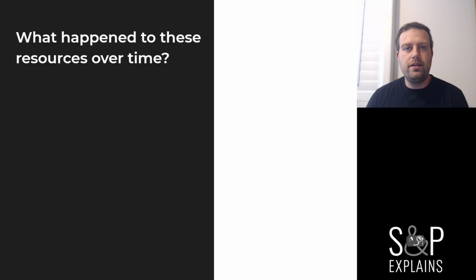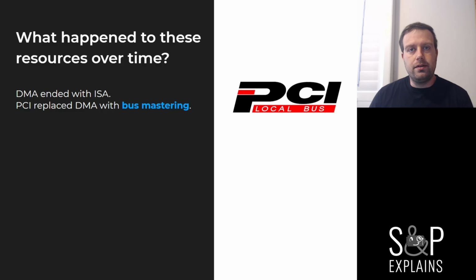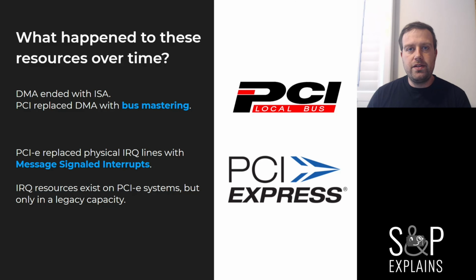So lastly, what happened to these resources over time? On a modern system, I usually don't have resource conflicts, so that must be due to technological advancements. For example, DMA ended with ISA, so the PCI local bus supports bus mastering, which allows the card to read and write from memory on its own. PCI Express introduced message-signaled interrupts, and what this allows is the card to send a message that is then interpreted by the chipset and the operating system. This replaces having physical interrupt lines as we had previously. Now there are interrupts or IRQs, however those are just for supporting legacy software. And lastly, I/O port address of course lives on forever.